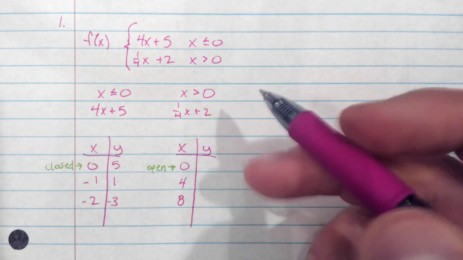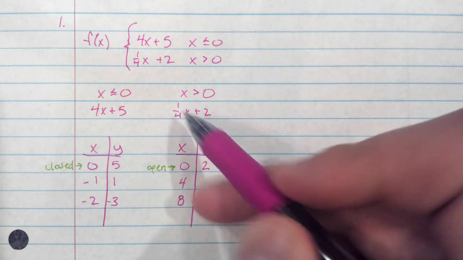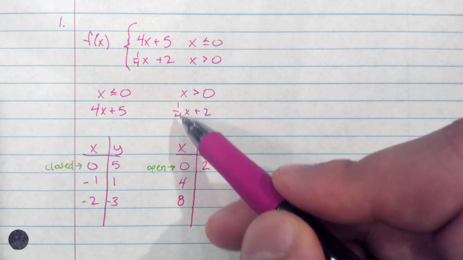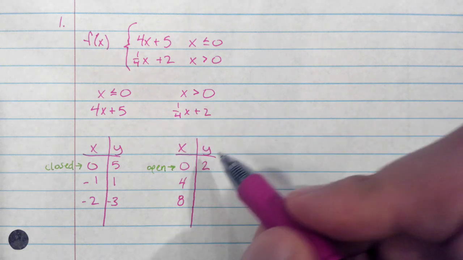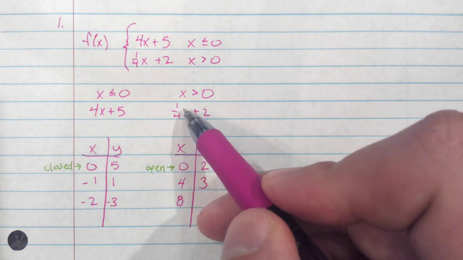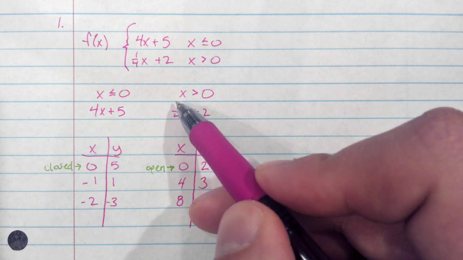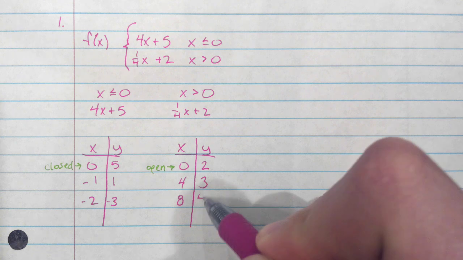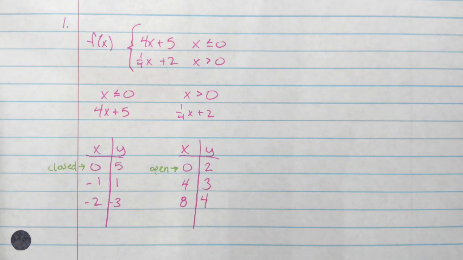Next one, 0. 1/4 of 0 is 0. 0 plus 2 is still 2. 1/4 of 4, remember the 4's will cancel, so it's going to be 1. 1/4 of 4 is 1. 1 plus 2 is 3. 8 divided by 4 is 2. 1 times 2 is 2. So 1/4 of 8 is 2. 2 plus 2 is 4. So there are my values.